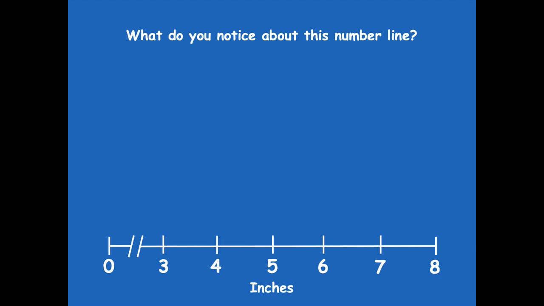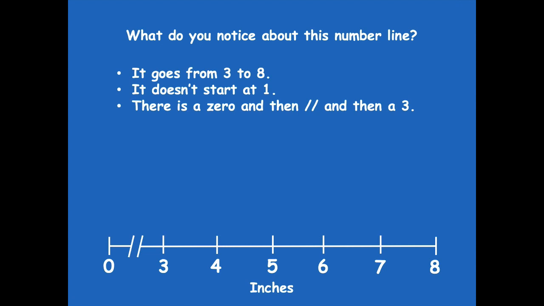Otherwise, so here's some things that I heard. That it goes from 3 to 8. It doesn't start at 1. And there's a 0, and then like 2 little slashes, and then a 3. And it says inches. So those are the things that you guys were noticing. So that's right, our data doesn't start at 0. So we make these 2 slashes to show that we're skipping some numbers. It's kind of like showing that there's a break in our number line. And then we don't have to label all of those other numbers in between. So it can kind of keep our number line a little bit smaller as we're going through.